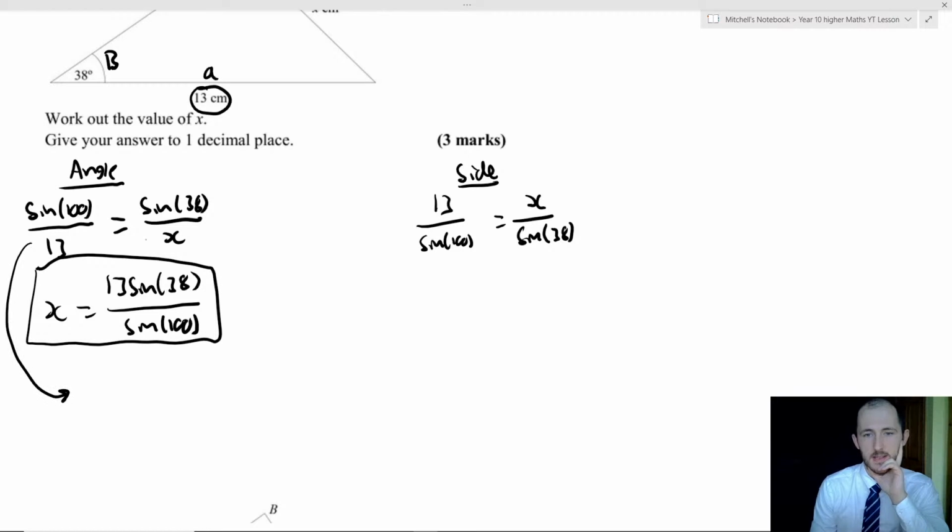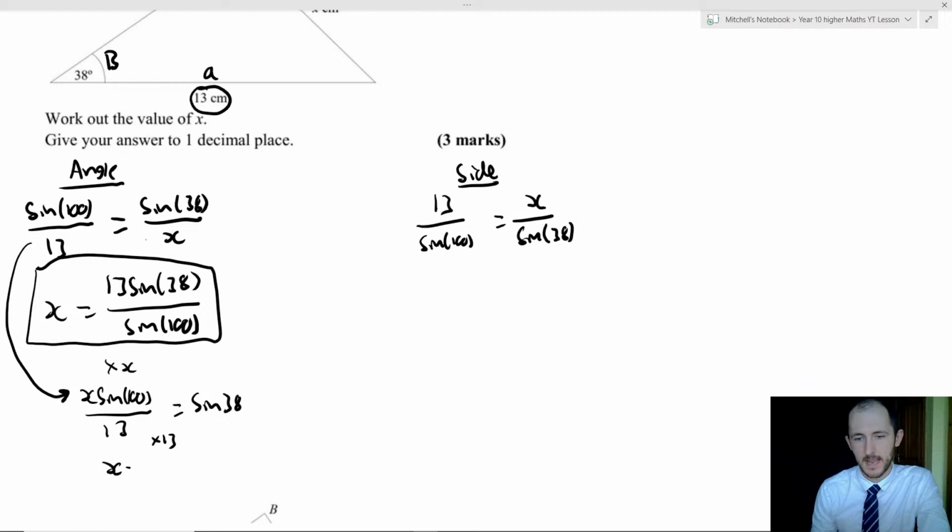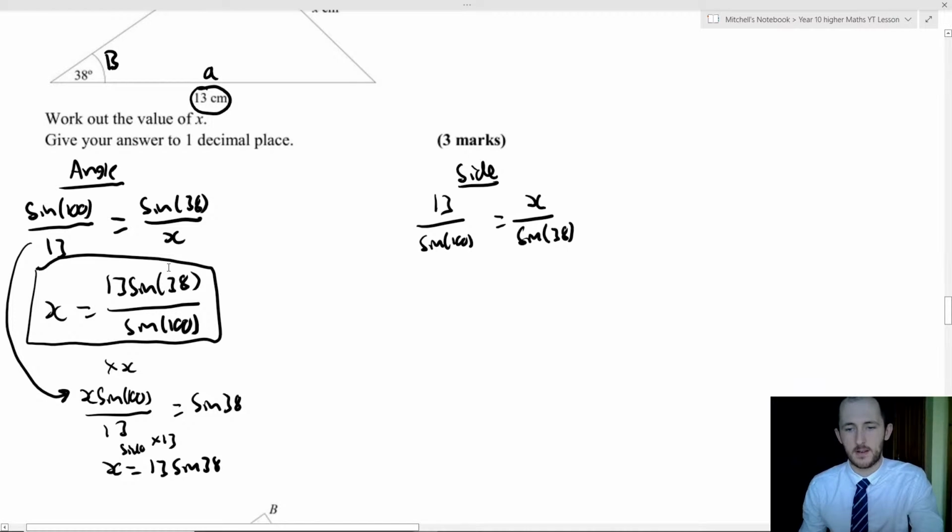So if we go down here, I want to times both sides by x to bring x to the top. And I get x sine 100 over 13 equals sine 38. Then I times by 13. I get x equals 13 sine 38. Sorry, x sine 100. In fact, let's start that bit again because that's a bit messy.